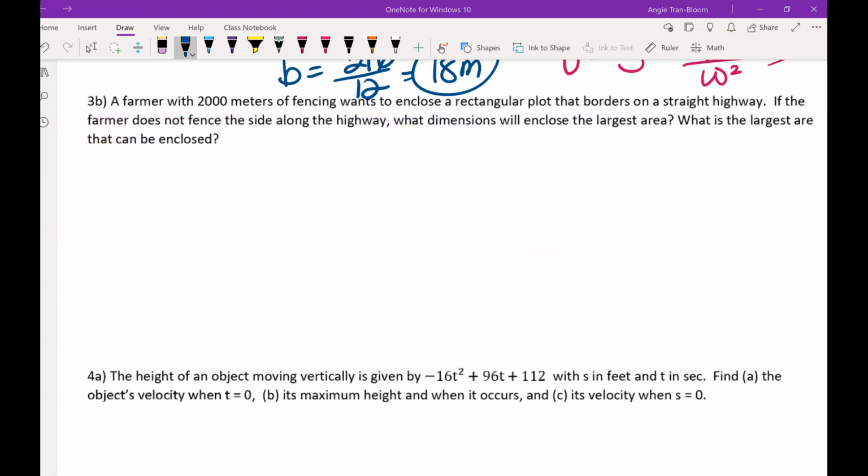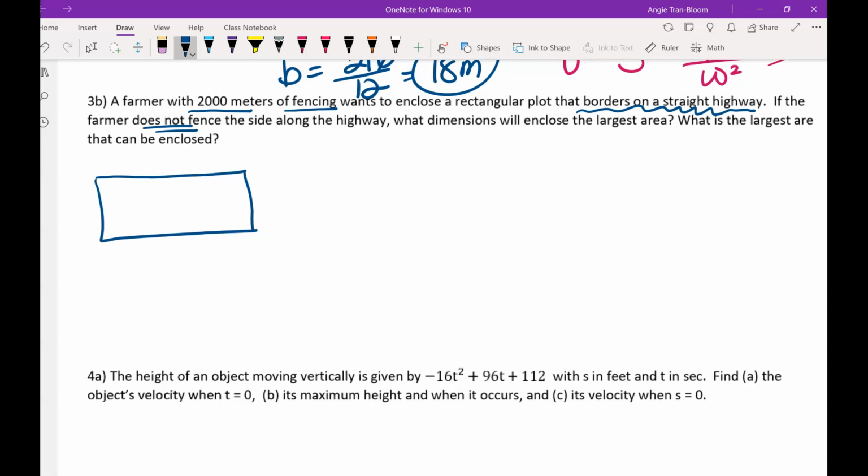All right, guys, here we go. A farmer with 2,000 meters of fencing wants to enclose a rectangular plot that borders on a straight highway. If the farmer does not fence the side along the highway, what dimensions will enclose the largest area? What is the largest area that can be enclosed? So you guys can see that all of these questions have a common theme, right? We're looking for the optimal amount.